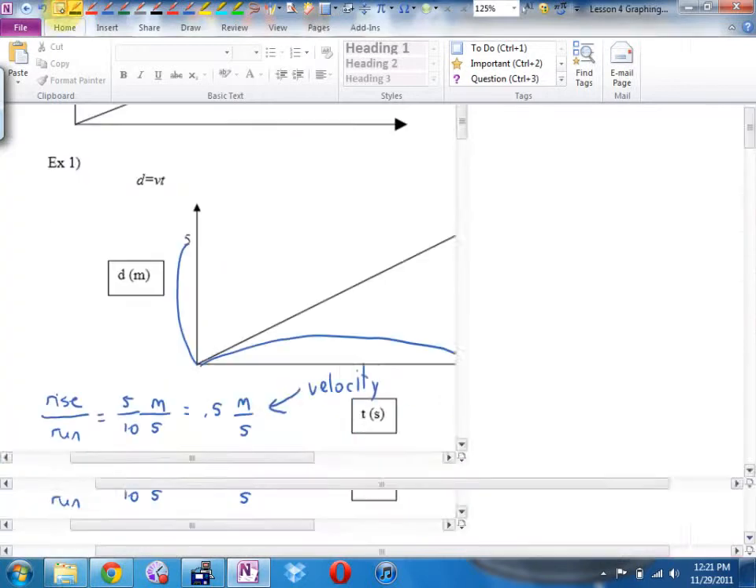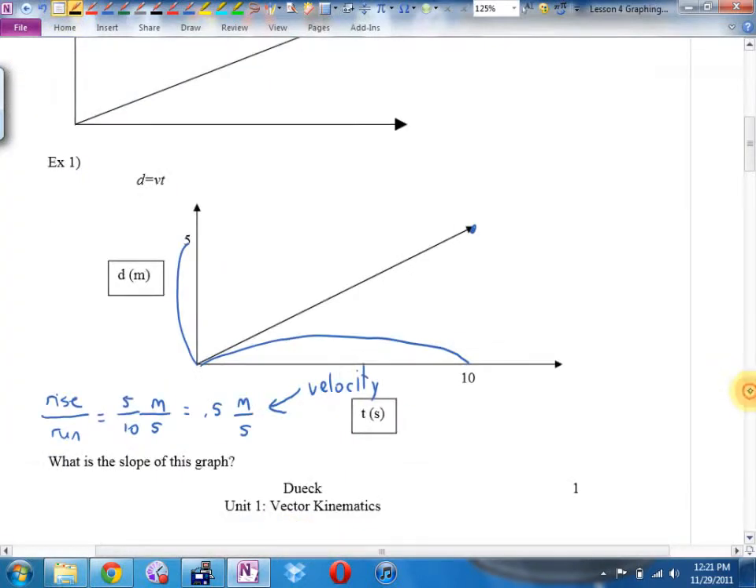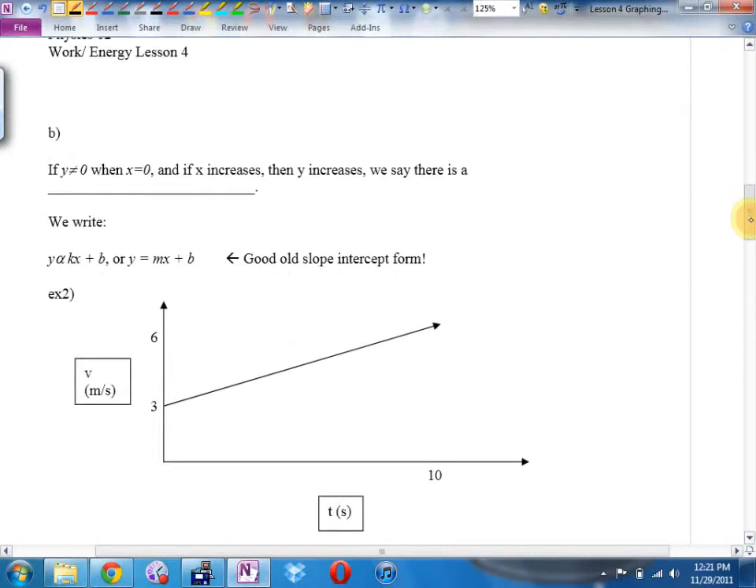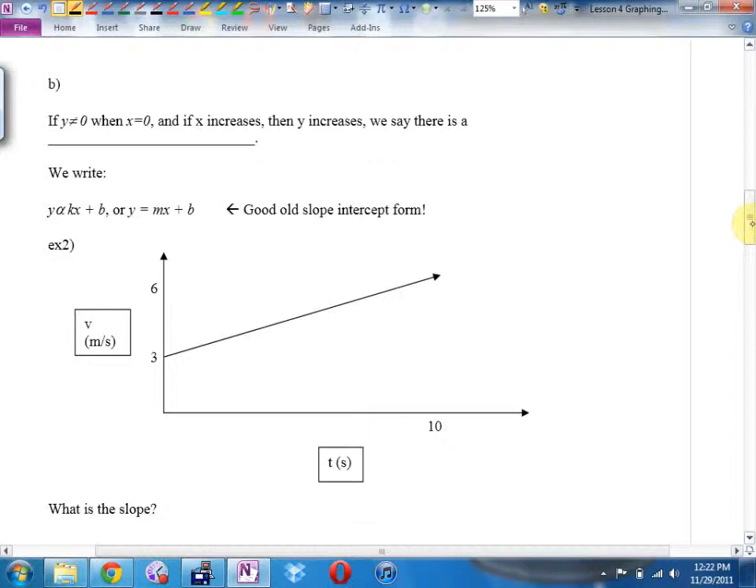If you have a straight line, but it doesn't go through 0, 0. If y is not 0 when x is 0, but when x gets bigger, y gets bigger, we say there should be an indirect variation. They vary indirectly. There's something else besides just the slope, a y-intercept. And we write y is proportional to kx plus b. Actually, the one that you're most familiar with is y equals mx plus b. It's good old slope-intercept form where m is the slope and b is the y-intercept.